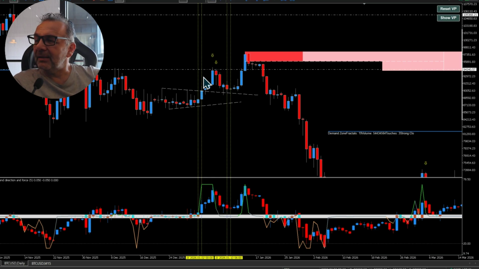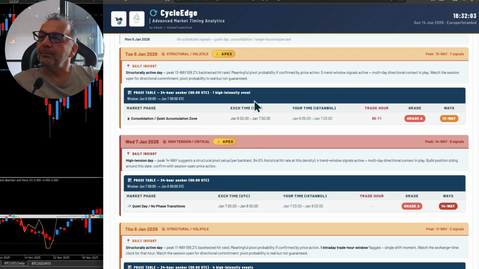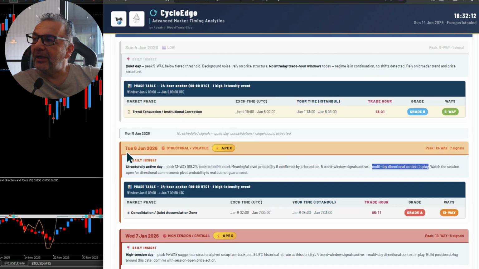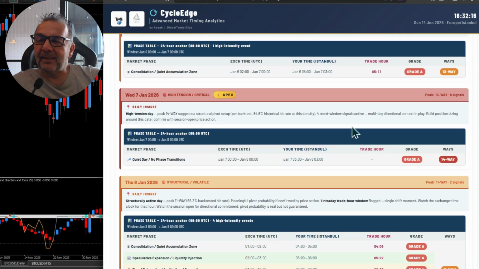Now it says here, look, there's a note to take here, right? It says multi-day directional context in play. So this is going to be more than 1 day. That is on January 6th. And on the 7th as well, it's telling me the same thing. It says this is a few days in play, all right? So you can follow through.